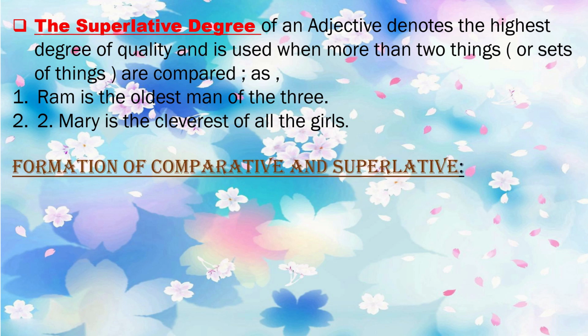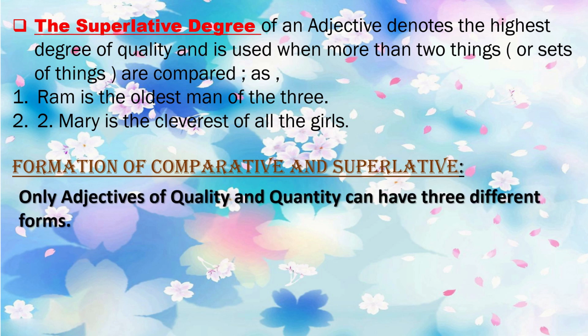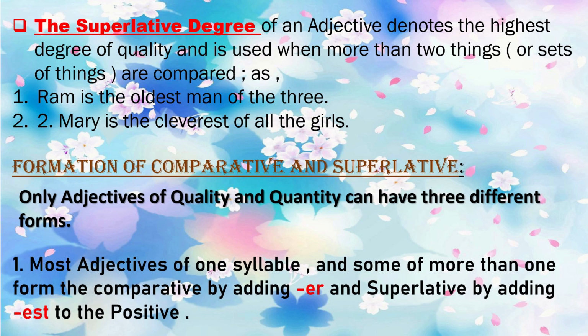Let's see the formation of comparative and superlative degree. Only adjectives of quality and quantity can have the 3 different forms. So let's see the first rule. Most adjectives of 1 syllable and some of more than 1 form the comparative by adding er and superlative by adding est to the positive.